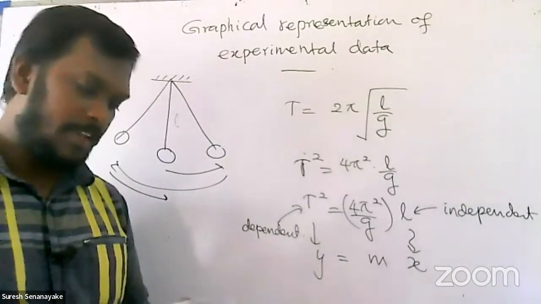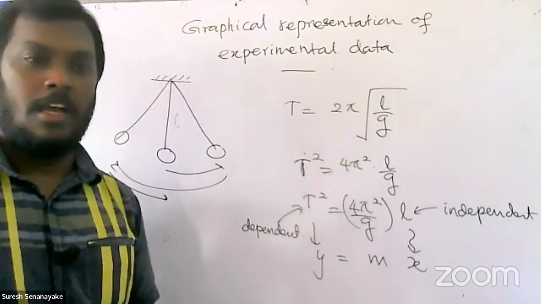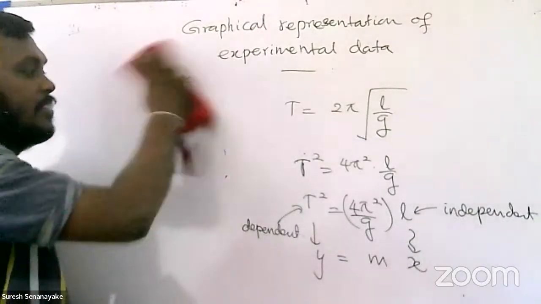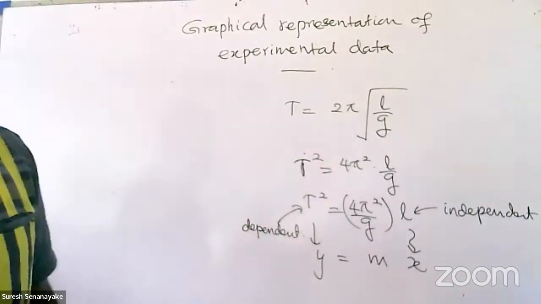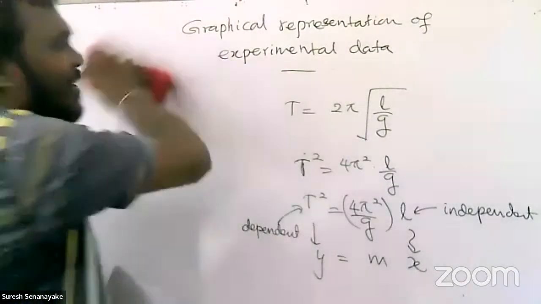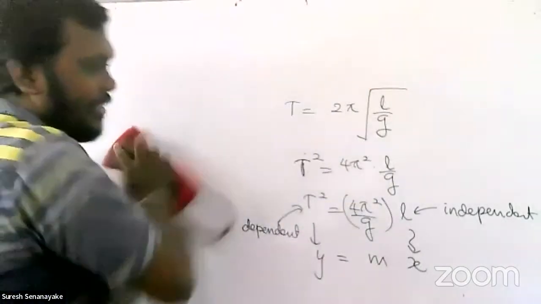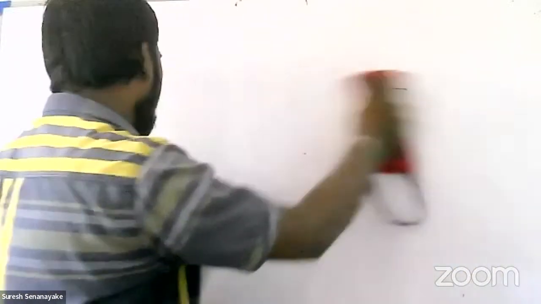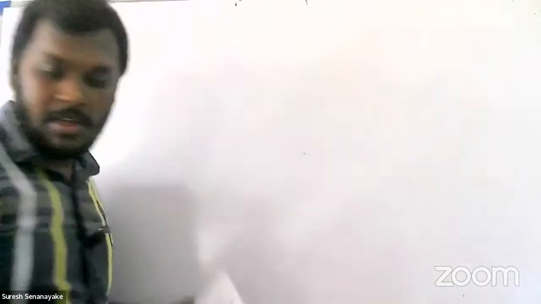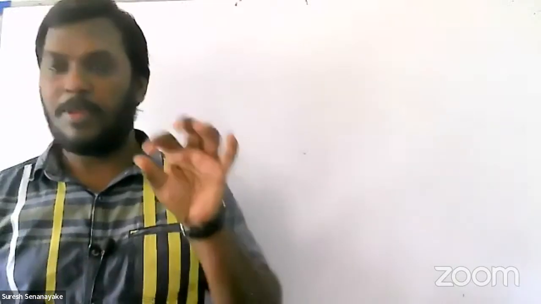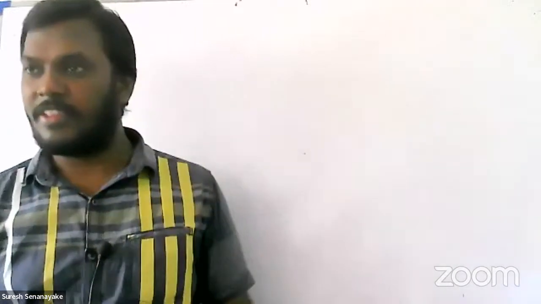This is also important: choice of scale. I told you that graph paper is a measuring instrument, right? It's a measuring instrument. So according to the scale you choose, its accuracy depends on that. At ordinary level, you may remember you used graph papers with very big squares, 2 millimeter squares.